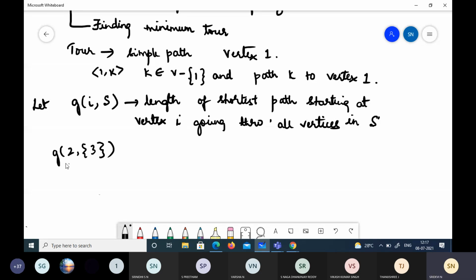So what does this mean? This means the length of the shortest path starting at 2 and going through all the vertices which are there in S, going to 3, going through all the vertices in S and terminating at 1. It terminates at 1 because it is a cycle. It should start from 1 and it should end at 1.